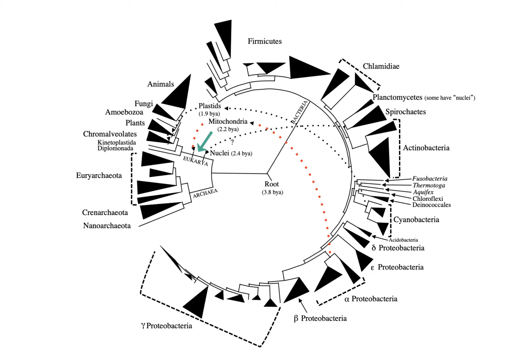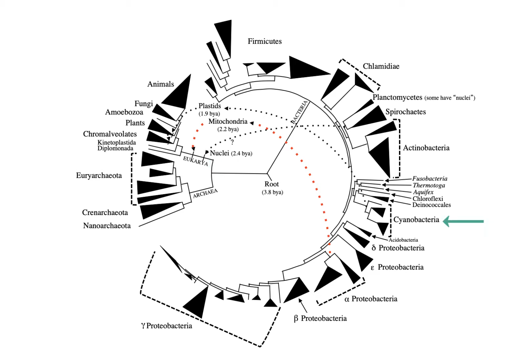So this ensured that those archaeal cells that took up the alpha proteobacterium would survive. There was also possibly an initial event from the planktomycetes, which joined with an archaeal cell to become the original eukaryotes. And the planktomycetes bring over internal membranes, including a nucleus-like structure.